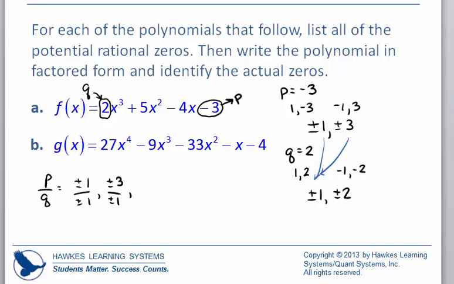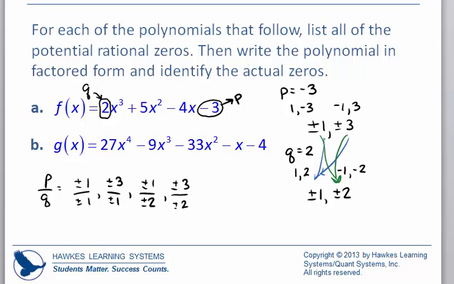and then ±3 over ±1. And then once that's done, I'm going to take each of the p-values and put them over the 2. So that would give me ±1 over ±2. And then ±3 over ±2. We're putting them over 2. All right, so 1 over 2 and 3 over 2. And now we're going to reduce those fractions and get our final list.